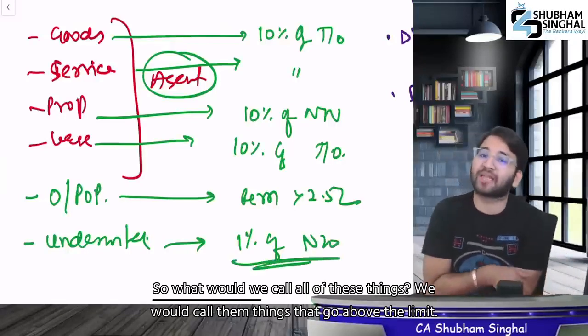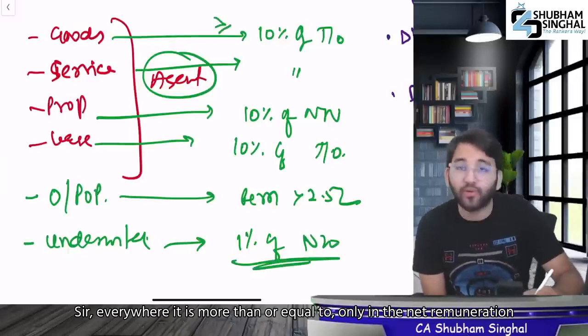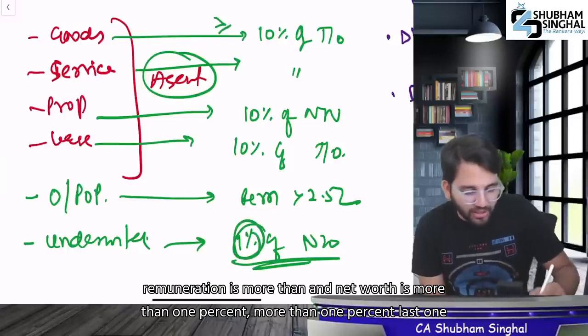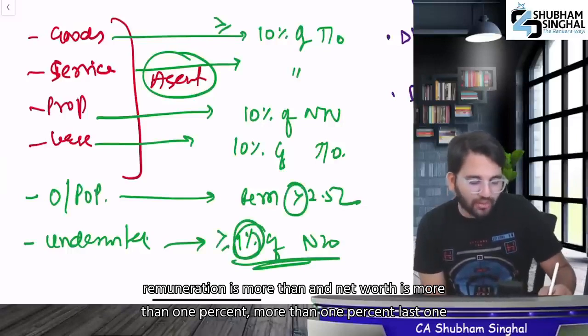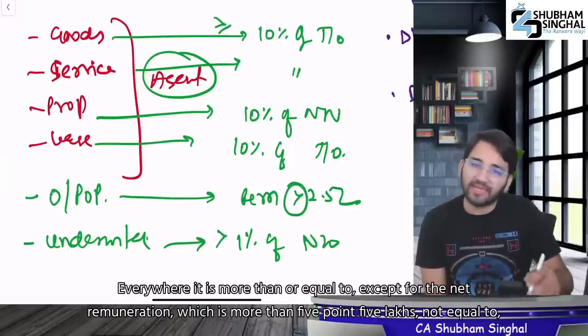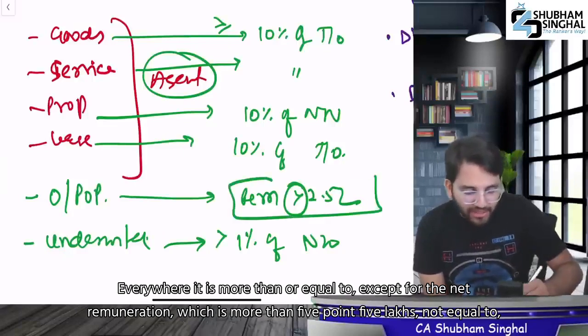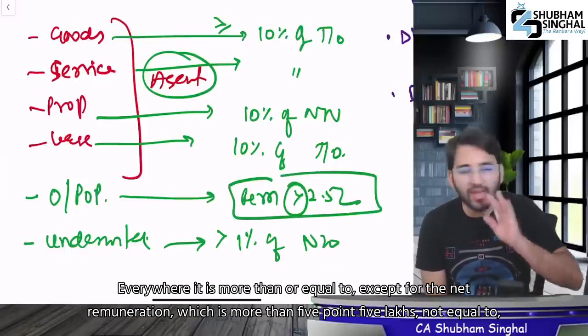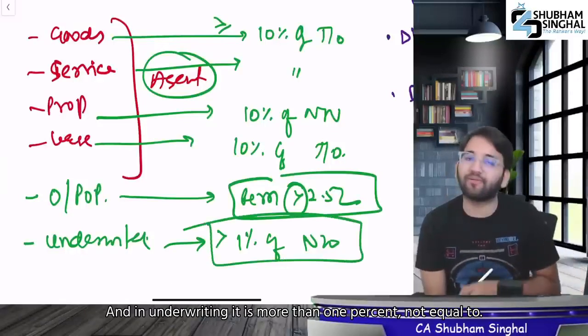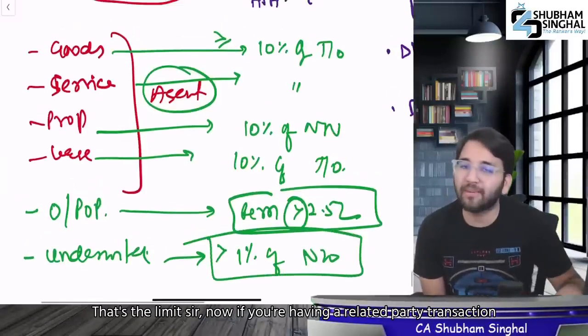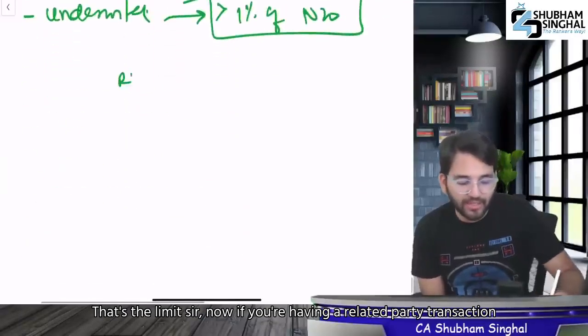So what would we call all of these things? We would call them things that go above the limit. Everywhere it is more than or equal to, but only in the remuneration it is more than, and in net worth it is more than 1%. The last one: everywhere it is more than or equal to, except for remuneration it is more than 2.5 lakhs, not equal to. And in underwriting it is more than 1%, not equal to. That's the limit.